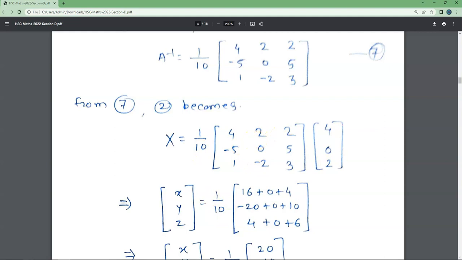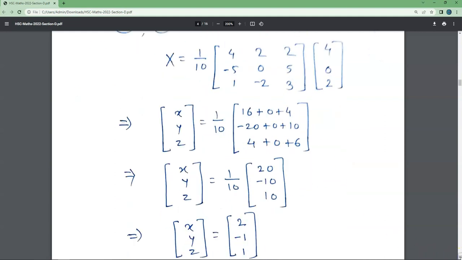How to multiply? We first multiply 4 into 4, that is 16, plus 2 into 0, 0, and 2 into 2, 4. That is first row, first column. Then the second will be row, column, row, column. So minus 5 into 4, that is minus 20, 0 into 0, 0, 5 into 2, 10. Next will be 1 into 4, 4, minus 2 into 0, 0, 3 into 2, 6. Now what does it give? 16 plus 4, 20, minus 20 plus 10, minus 10, 4 plus 6, 10.